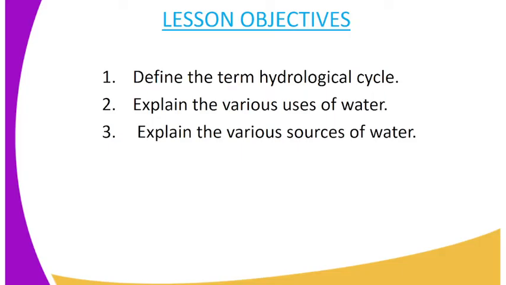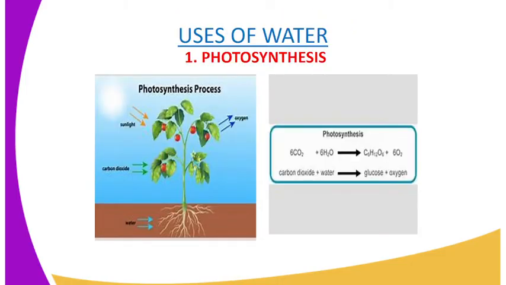And number 2, the second objective, you are supposed to explain the various uses of water in the farm. And the third objective, by the end of this lesson, you should be in a position to explain the various sources of water in the farm.